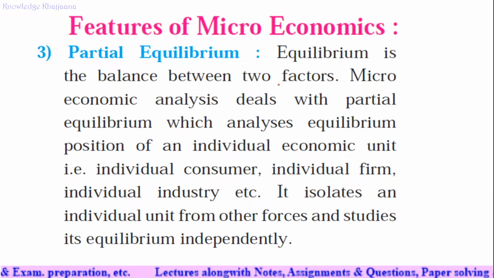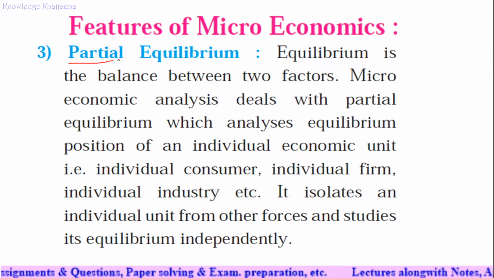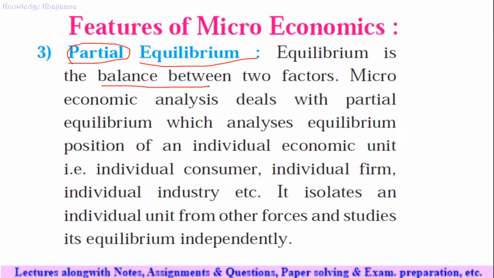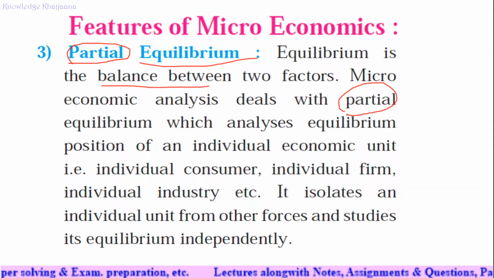The third feature is partial equilibrium. First of all, we'll see what is meant by equilibrium. Equilibrium is the balance between two factors. Microeconomic analysis deals with partial equilibrium. Though equilibrium means balance between two factors, microeconomics deals with the partial equilibrium, not the entire or full equilibrium.